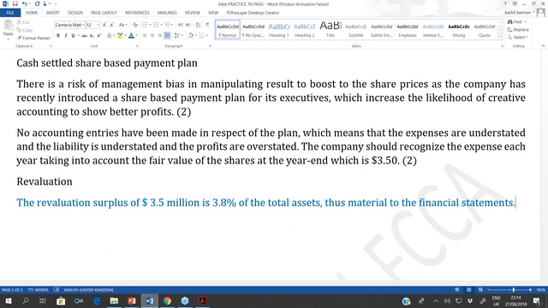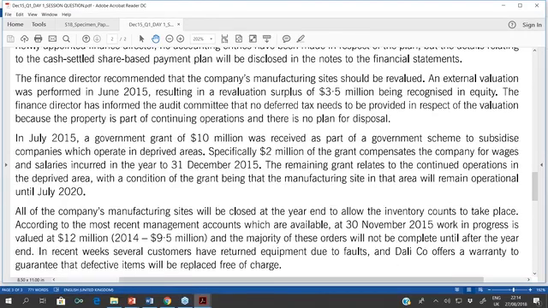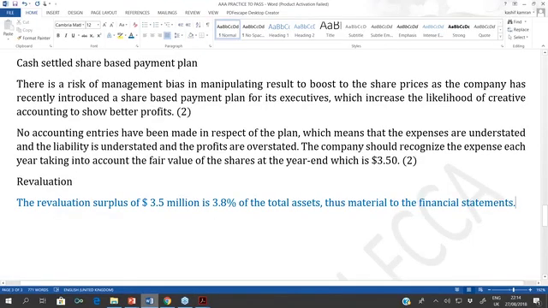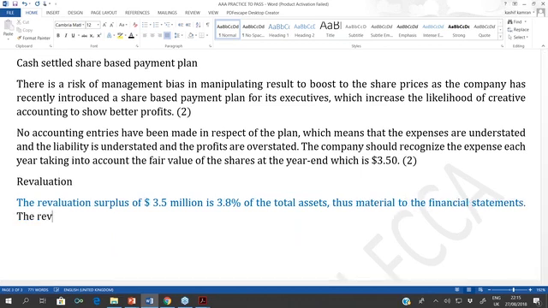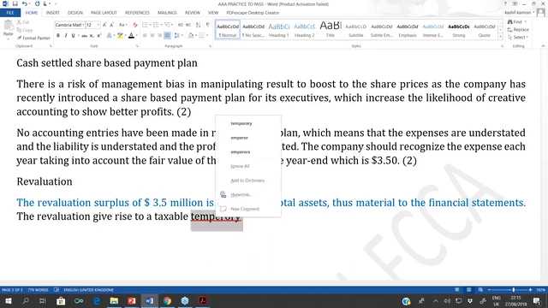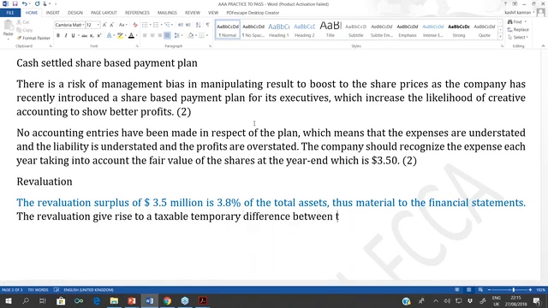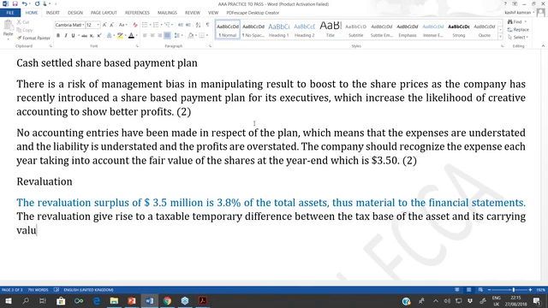After the full stop, this is the first time we use the line of materiality, because for the first time we found a percentage. So $3.5 million. Okay, after the full stop, you say the revaluation gives rise to a taxable temporary difference between the tax base of the asset and its carrying value.